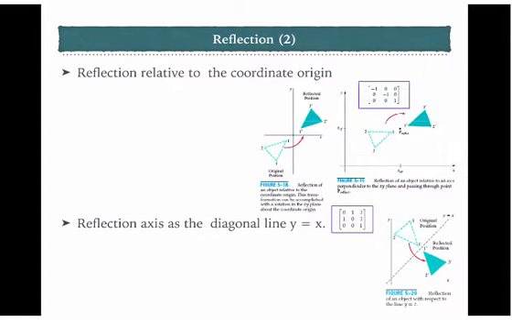Reflection related to the coordinate origin. The matrix used for reflecting the 2D object relative to the coordinate origin. The reflection axis as a diagonal line y equal to x. We use the matrix 0, 1, 0, 1, 0, 0, 0, 0, 1 for obtaining a reflection of an object over the line y equal to x.